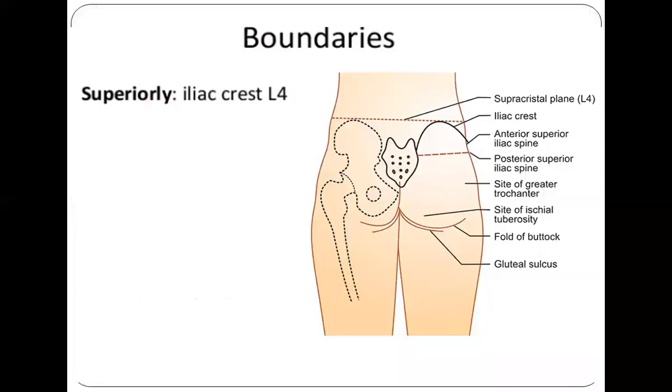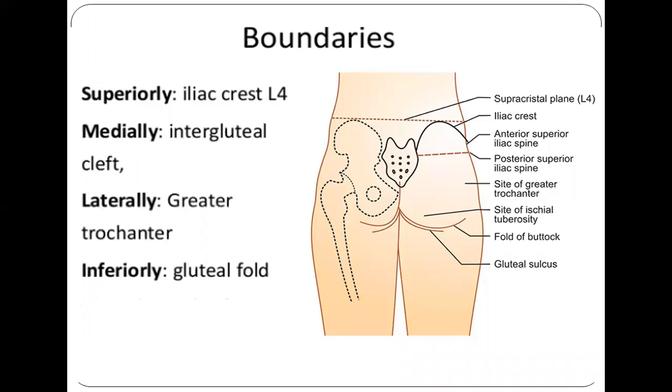The gluteal region, the boundaries are given in this diagram. I want to highlight the supracristal plane, or the plane which passes through the highest point of the iliac crest. And all of you need to know the vertebral level. It is at L4.